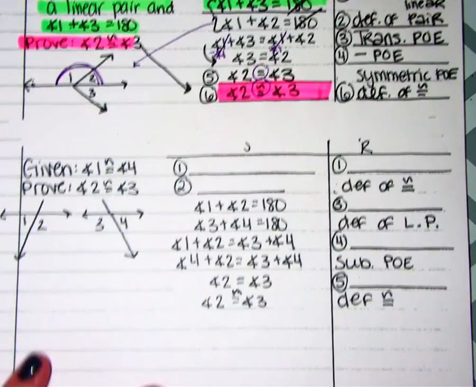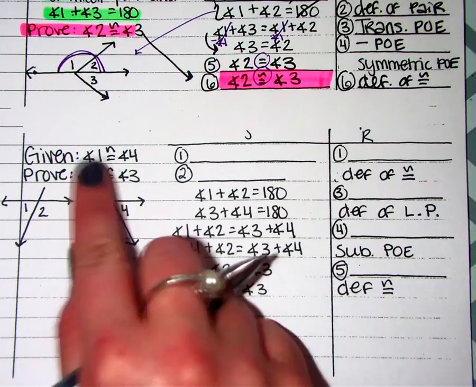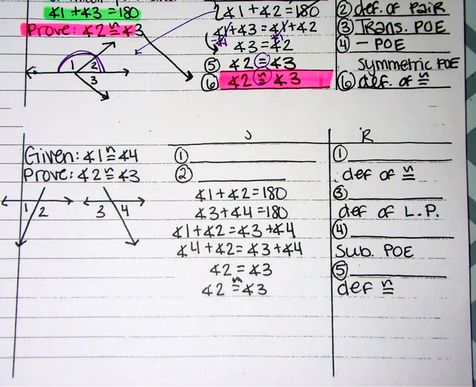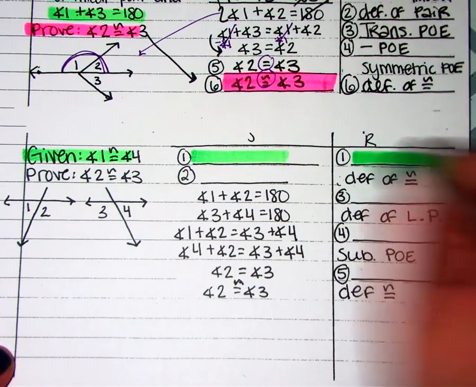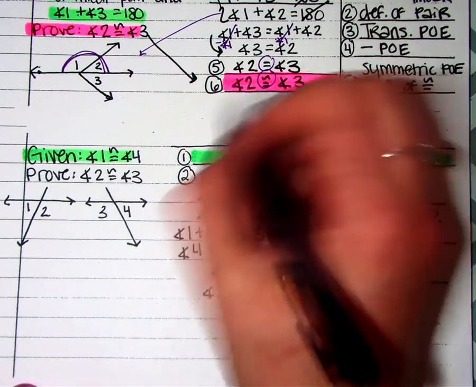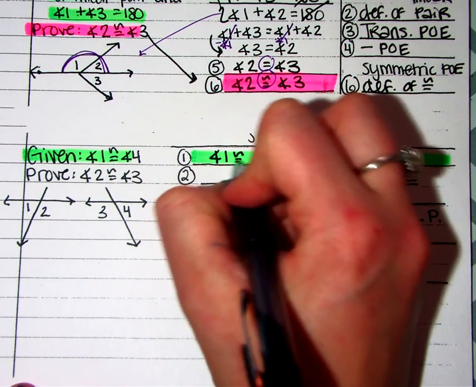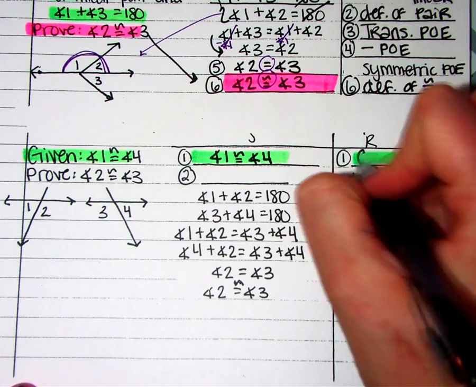In our final proof, we have blank 1. It says angle 1 is congruent to angle 4. Prove angle 2 is congruent to angle 3. Okay, so filling in our proof, we should all know now that step 1 is always given, and the reason is always given. Angle 1 is congruent to angle 4. Reason is given.